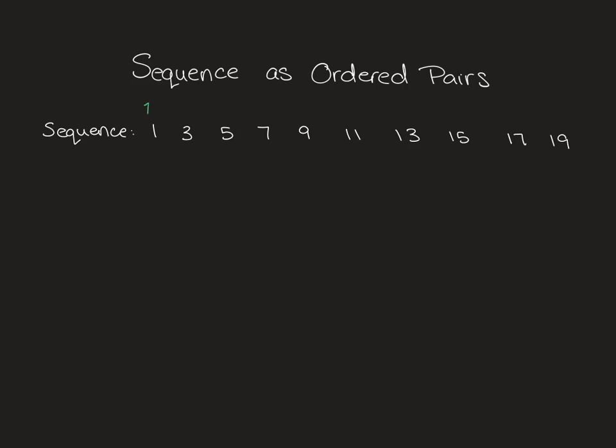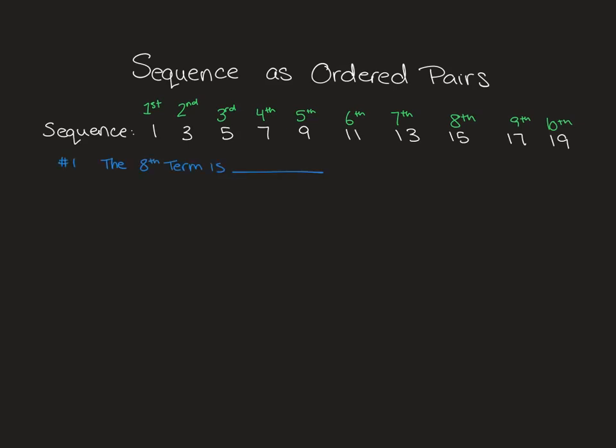So the first number will be the first term. So our first term would be 1. Our second term would be 3. Our third term would be 5. So it just continues down the list, and the order the numbers are in tells you which term it is.